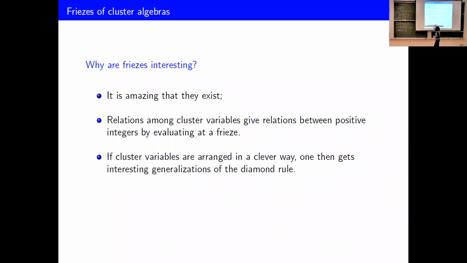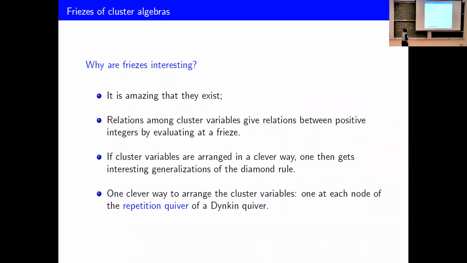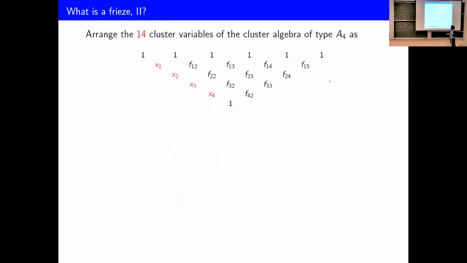You remember the slides I showed you? I have this one, and they're arranged in a very nice way. Then it becomes a diamond, and you see the diamond rule. So this is kind of an art: how do you arrange the cluster variables so nicely that you see the relations among them? One such clever way is to put one cluster variable at each node of the so-called repetition quiver of a Dynkin quiver. This is something I'm not going to talk about, but let me just mention it.